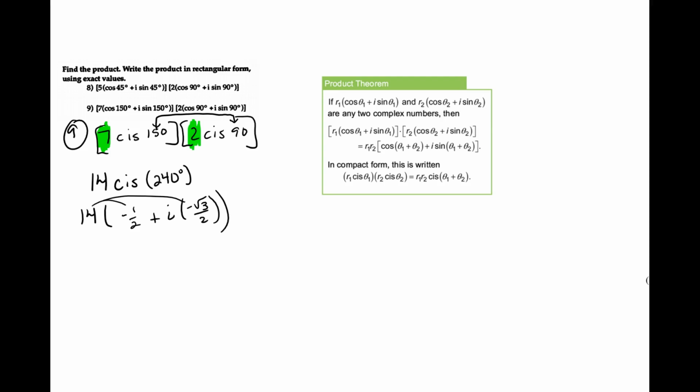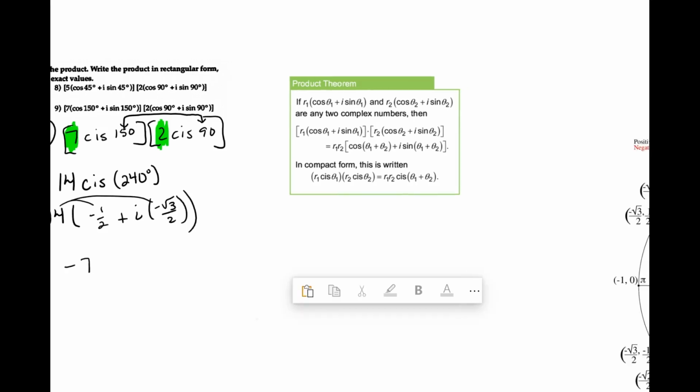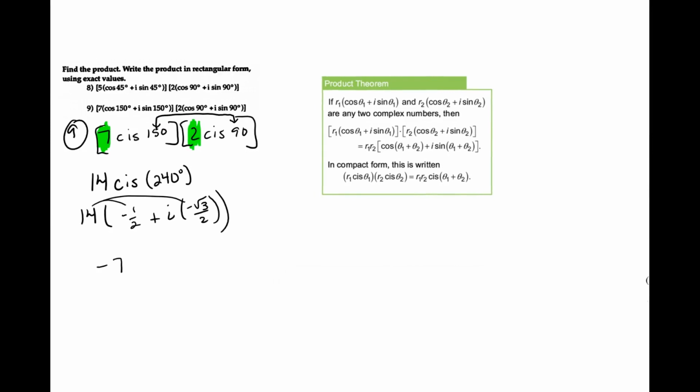Now we're ready to do our simple distribution. 14 times negative 1/2 is negative 7. And 14 times negative square root of 3 over 2 is negative 7 square root of 3, with an i added on there. So this is what the polar form would look like in rectangular form for the initial product that we were given.